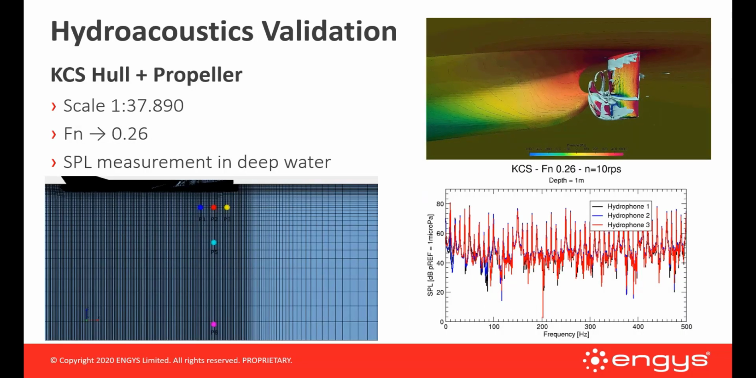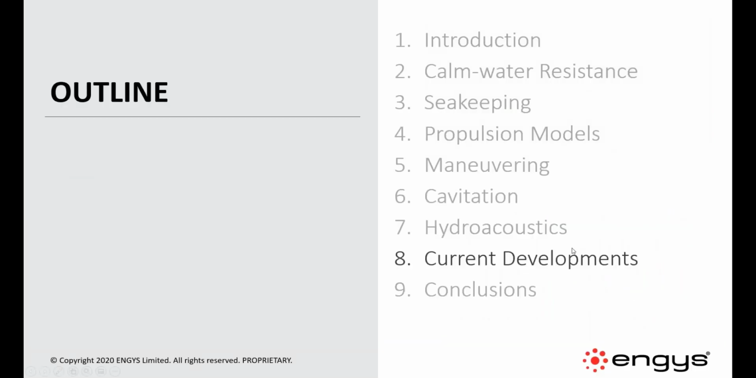If you want to make a step further and look at things like underwater noise, this is what you have. In this particular case, we have the KCS hull form, and we run in model scale at a specific speed, and we measure the sound pressure level in different locations in deep water conditions. And you can see here the pressure pulses on the hull, and here the sound pressure level on the hydrophones at a specific depth.